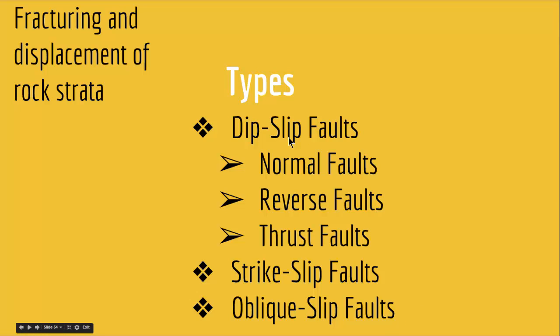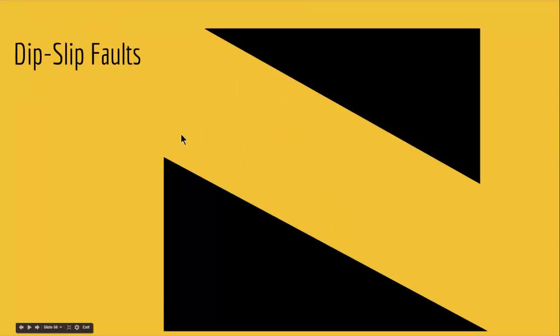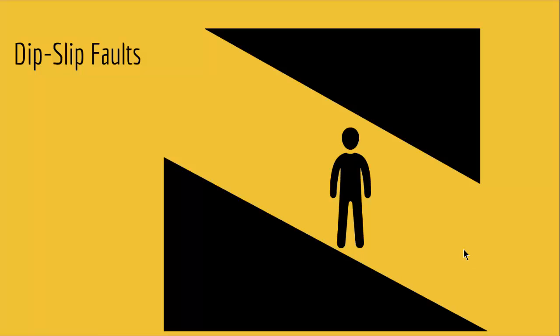Dip slip faults, we have three kinds. We have normal faults, we have reverse faults, and we have thrust faults. So let's see what each of these are. But first, you have to understand that since dip slip faults are faults where the direction of movement are at an angle, so either the broken parts will go up or down. And imagine you have someone standing in between these parts. So you have this part and you have this part, so either this one will go up or down, or this one will go up or down.